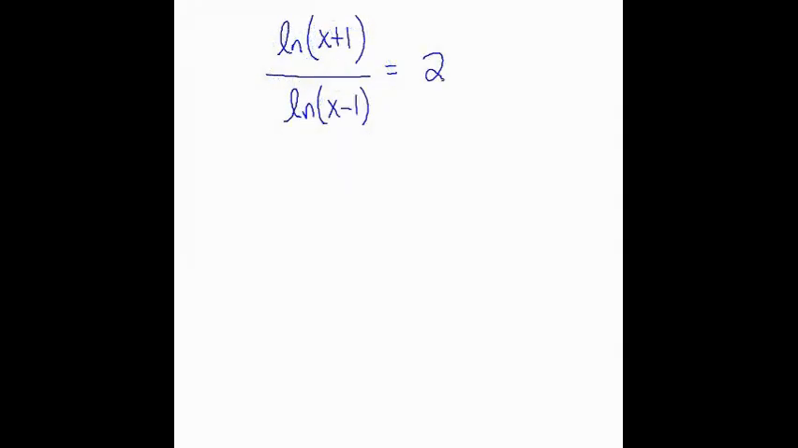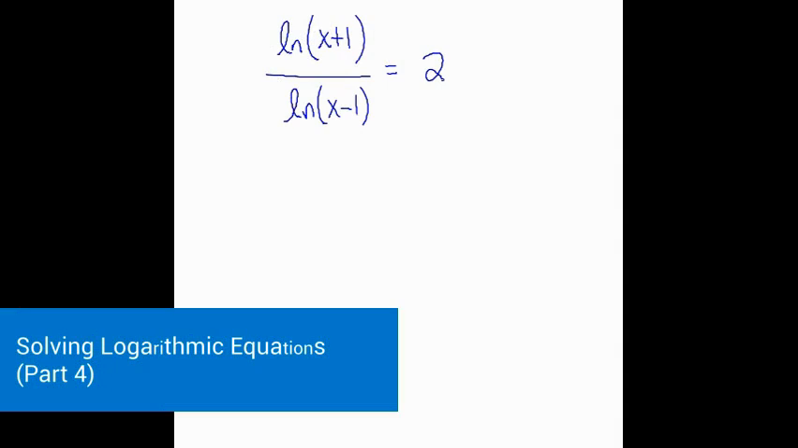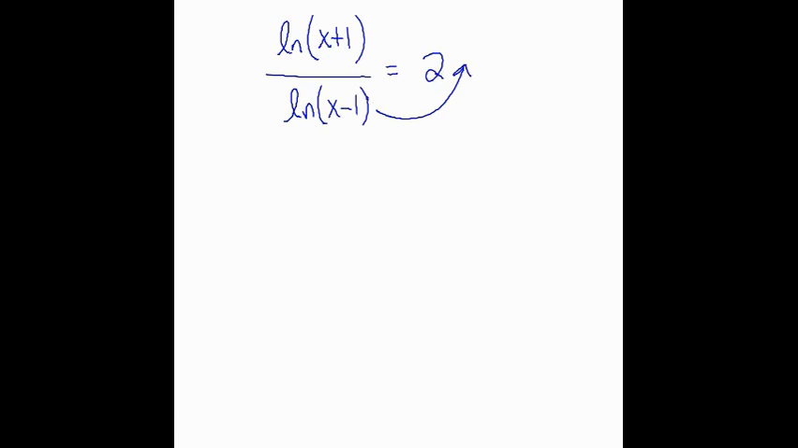Okay, so for this one, I'm going to start by multiplying both sides by the natural log of x minus 1, effectively putting that here. The reason why I'm going to do that is it gives me a constant with the 2, and I can move that to the exponent. Therefore, I can expand and distribute.